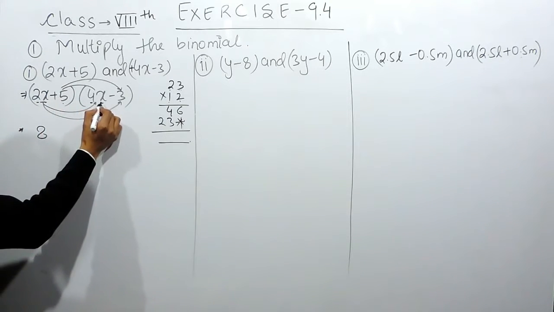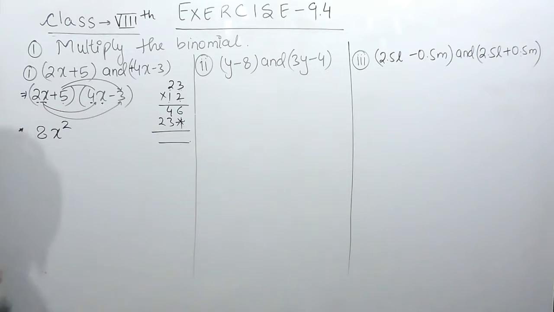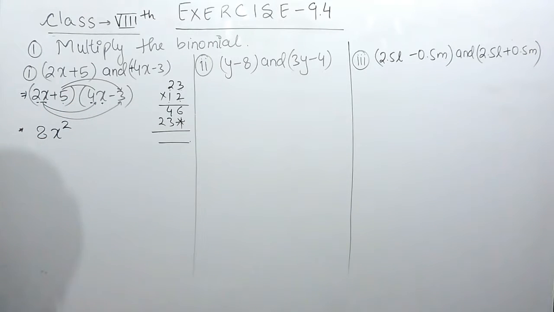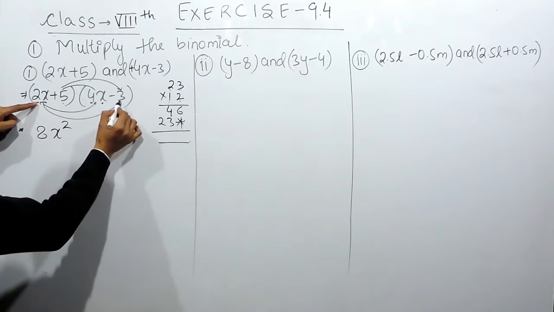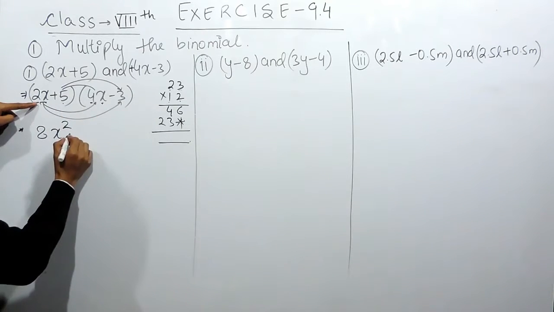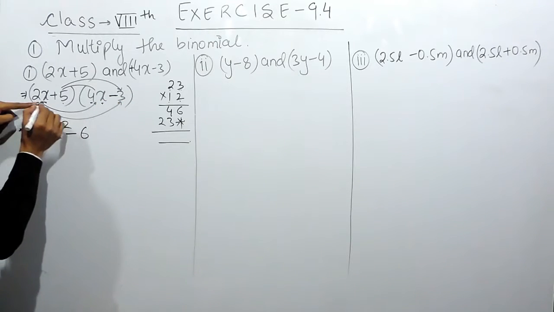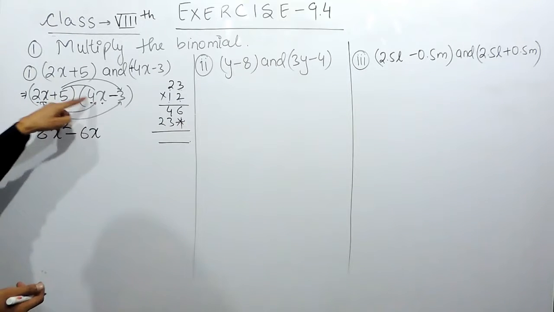So x multiplied by x, the base is same, so the power will be added. I have already told you when the power is not mentioned, it is considered 1. Now you have to multiply this with 3. So 2 multiplied by 3 will be 6 with negative sign because this is negative sign and there will be x. After that you have to multiply this 5 with both the terms.